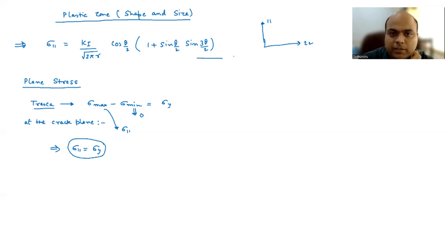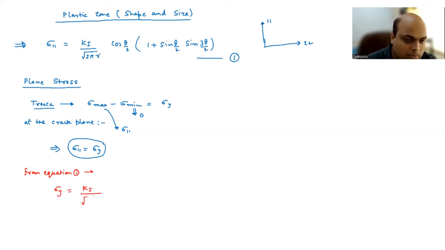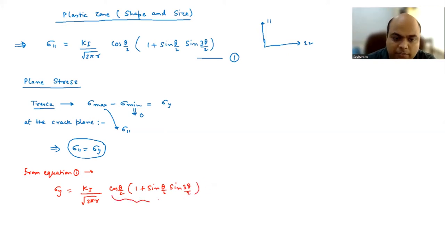So let me put the above equation as 1. Okay. So now let's put sigma 11 equal to sigma y in equation 1. From equation 1, we can write sigma y equal to K1 over root over 2 pi r, then cos theta by 2, times 1 plus sine theta by 2 sine 3 theta by 2. And at the crack plane, this whole term will be equal to 1.